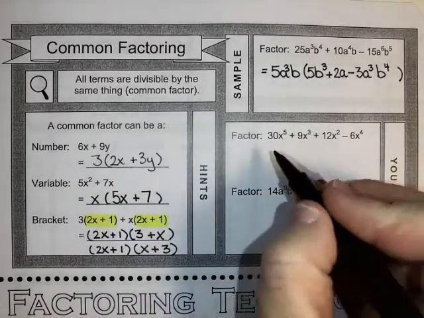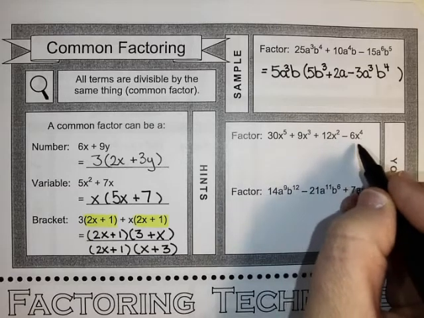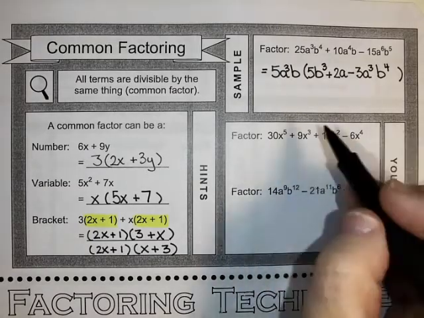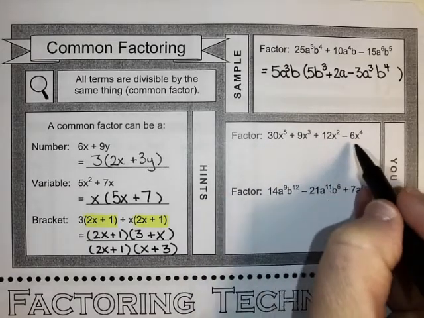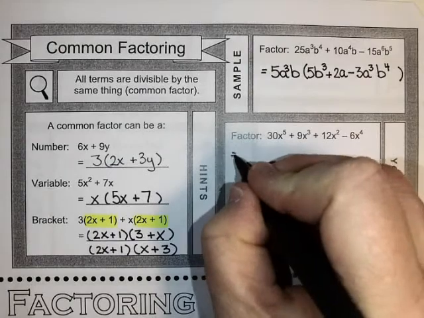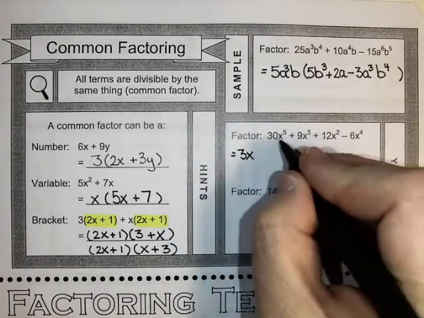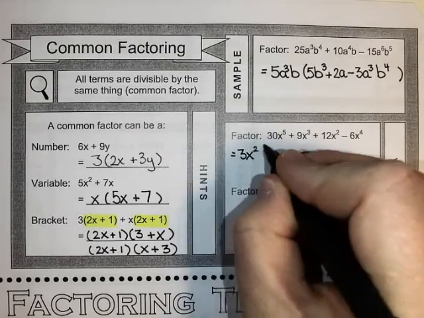Okay, so I have 30x to the 5 plus 9x cubed plus 12x squared minus 6x to the 4. First, I look at the 30, the 9, the 12, and the 6, and I see they all divide at least by 3. Could I go bigger than 3? Well, 6 won't go into 9, and 6 is the smallest number. So I'm going to take out a 3. They all have an x, and the smallest exponent of x is 2.